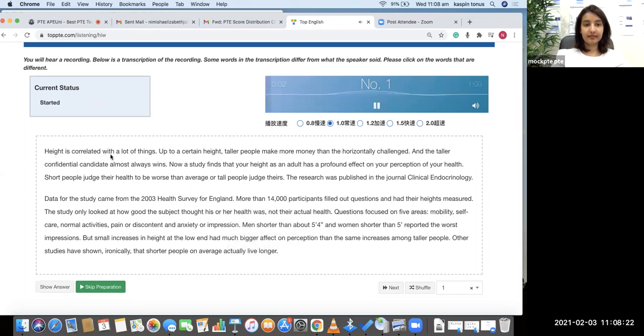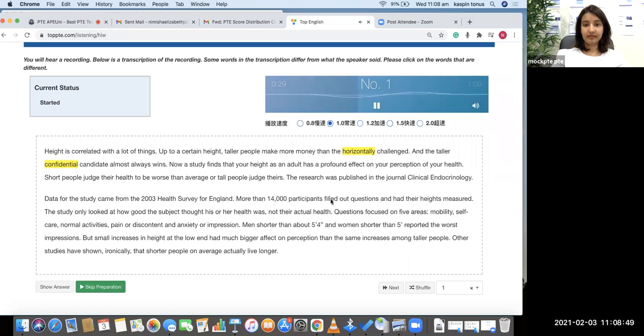Height is correlated with a lot of things. Up to a certain height, taller people make more money than the vertically challenged, and the taller presidential candidate almost always wins. Now a study finds that your height as an adult has a profound effect on your perception of your health. Short people judge their health to be worse than average or tall people judge theirs. The research was published in the journal Clinical Endocrinology. Data for the study came from the 2003 Health Survey for England.